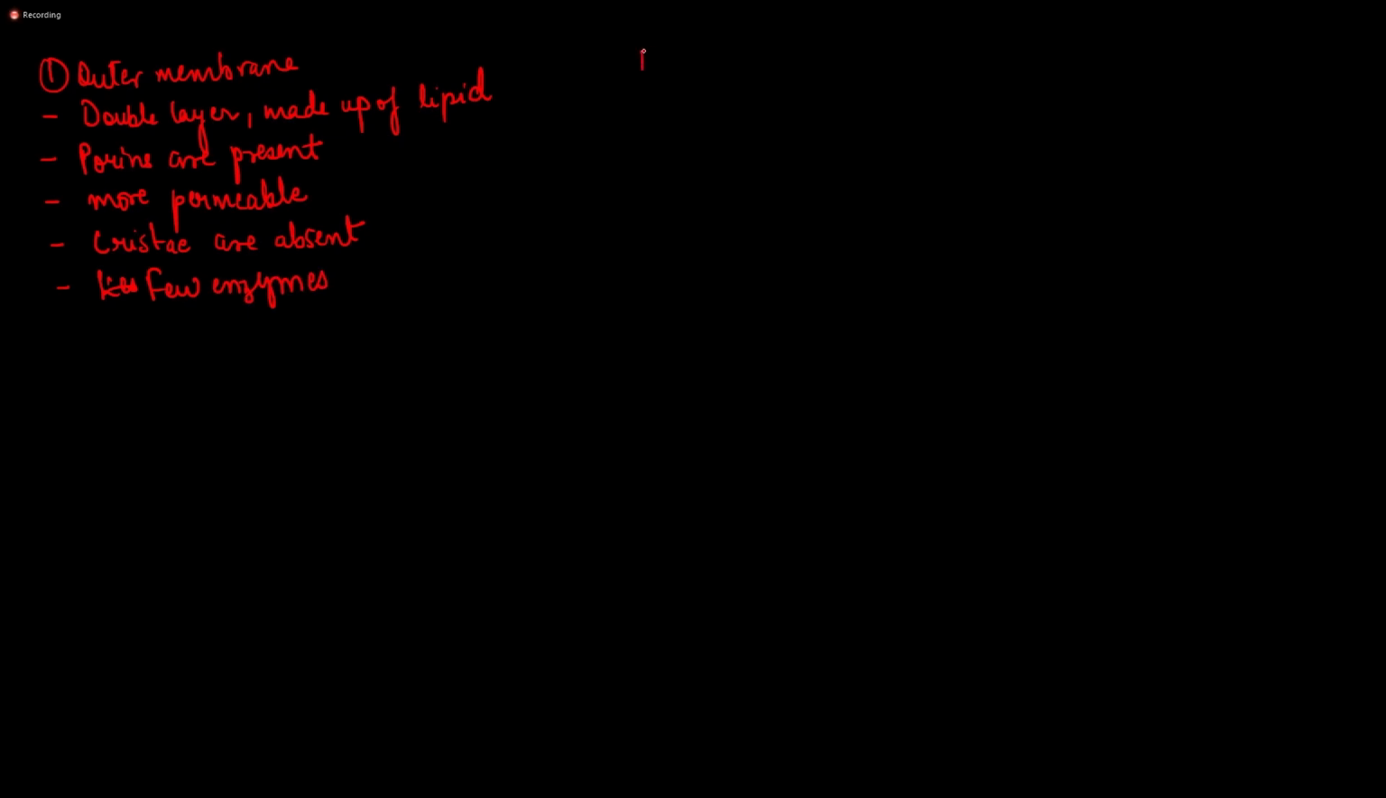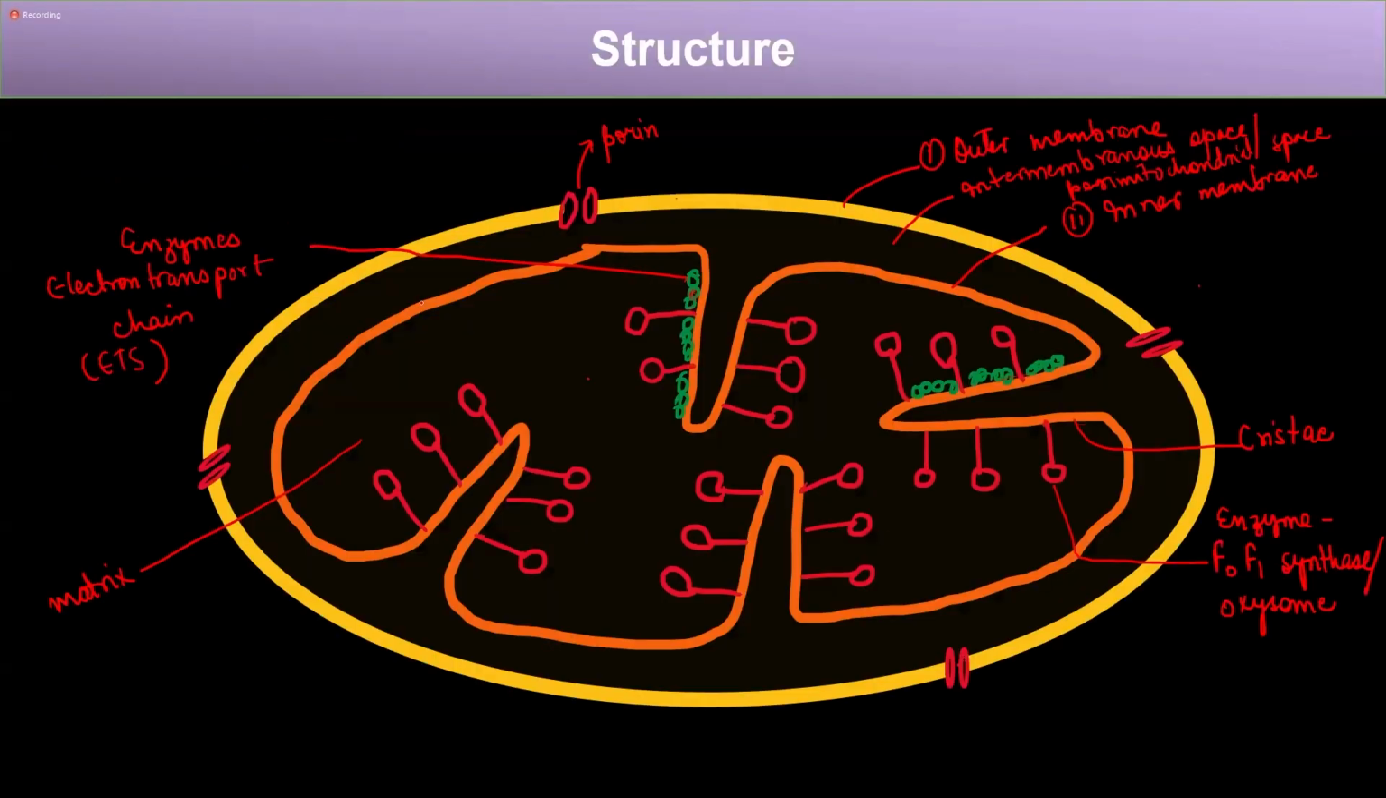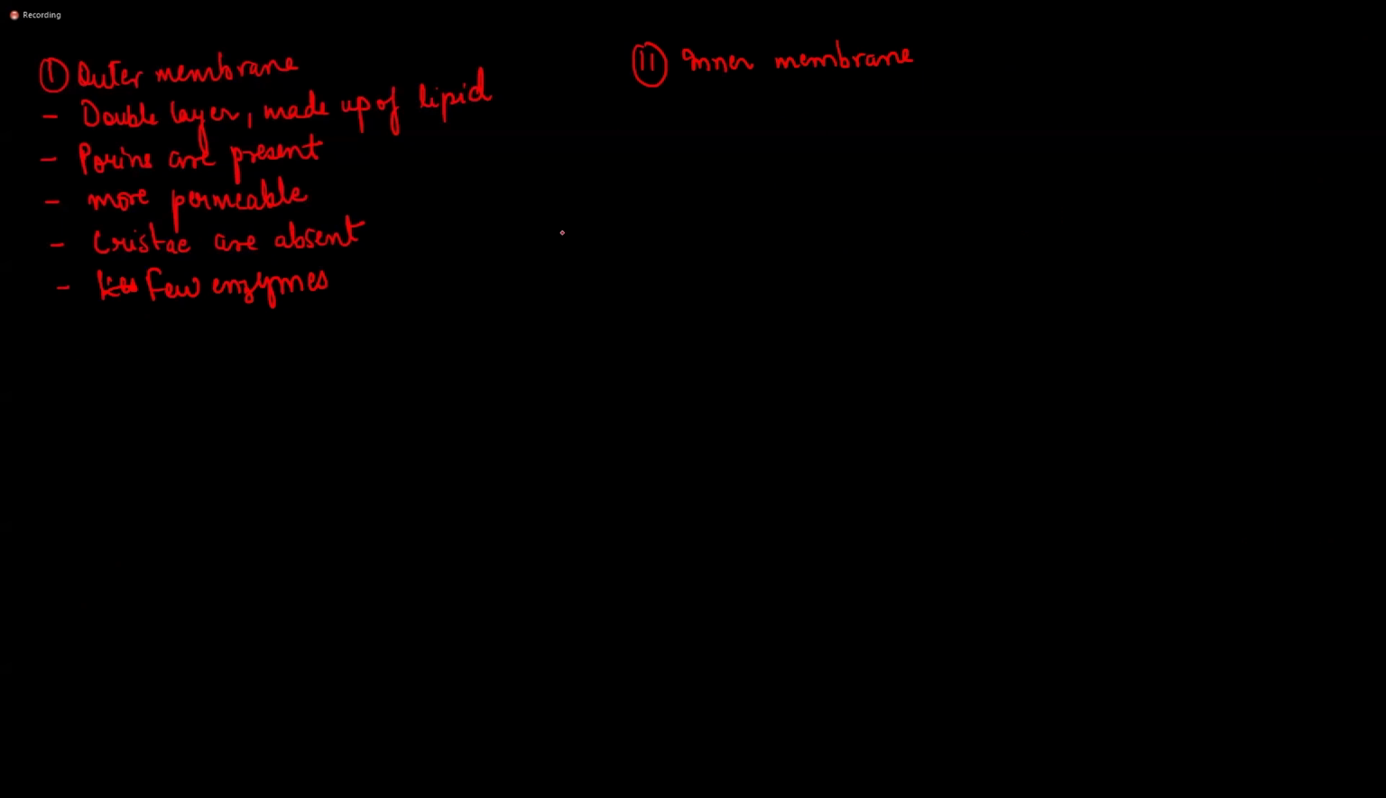Now the second was the inner membrane. So what we saw in the inner membrane, again, this inner membrane is also double membrane bound, right? So it is also double layer, and it is also made up of lipid. Right? Apart from this, does the inner membrane consist of porin? No. So porins are absent.